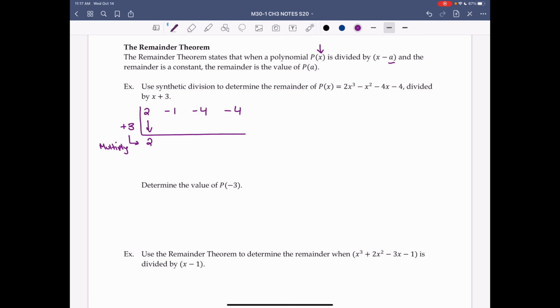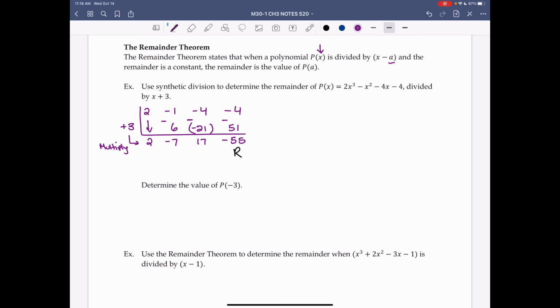3 times 2 is 6. We write that here, and we subtract inside. -1 minus 6 is -7. 3 times -7 is -21. We subtract inside. -4 minus -21, which is -4 plus 21, which is 17. 17 times 3 is 51. We subtract inside. -4 minus 51 is -55. So then we have -55 is our remainder.